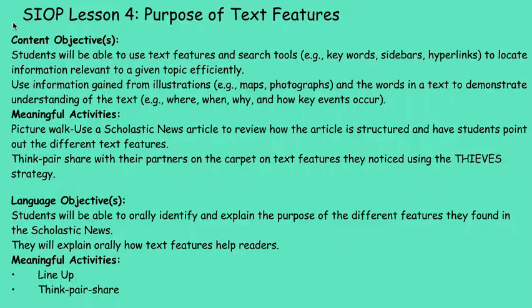So they're going to think, pair, share with their partners on what text features they've noticed. Did they use the THIEVES strategy to help them identify what that text feature is called? And then from there, we're going to be listening for them to identify and explain the purpose of those different features. It's really just making sure the kids have got this down, that text features are going to be helping the reader locate information to understand the information. And so once they do that, they want to explain that text features help readers.